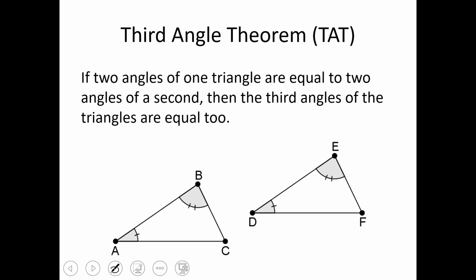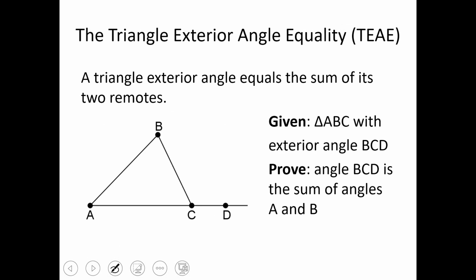If the sum of A and B and C is 180, and the sum of D and E and F is 180, then it must follow that C is equal to F. I'll let you think on the worksheet about the exact algebra that's involved here, but it's really quite simple.